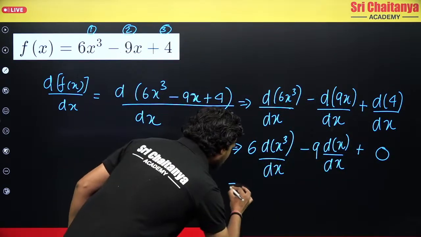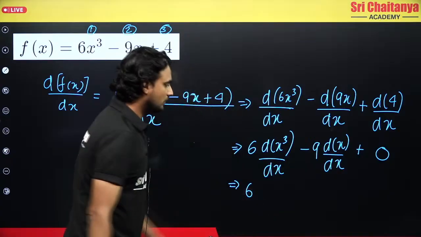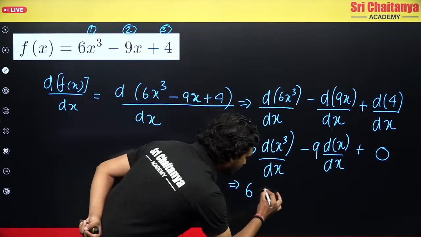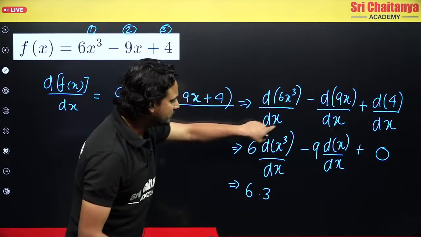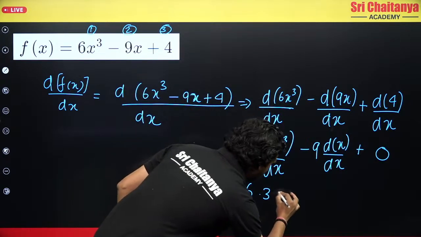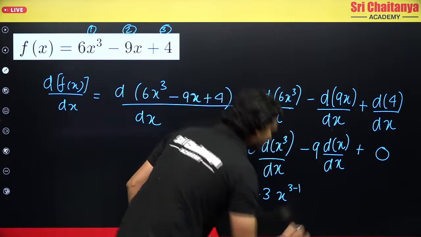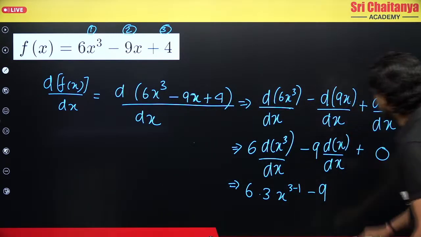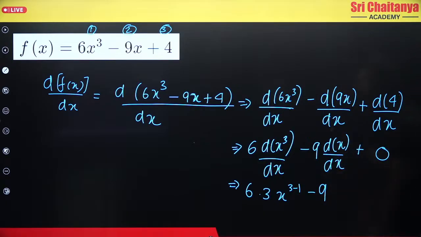Now let's simplify this. So this is 6. Now what is the differentiation of x power 3? This 3 will jump forward and I will subtract 1 from the power. So this will become x power 3 minus 1, minus 9, and what is the differentiation of x with respect to x?